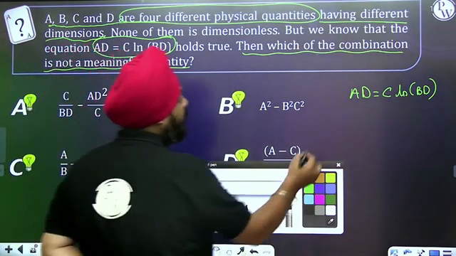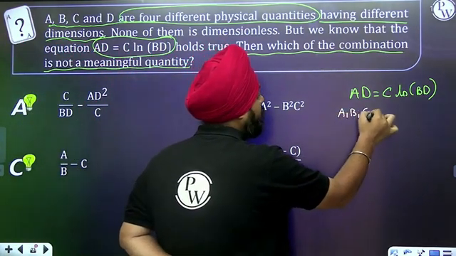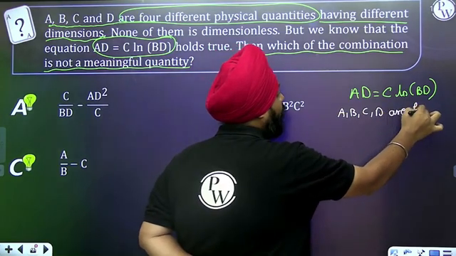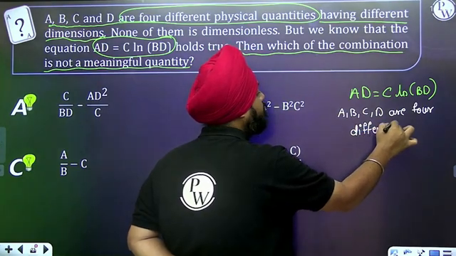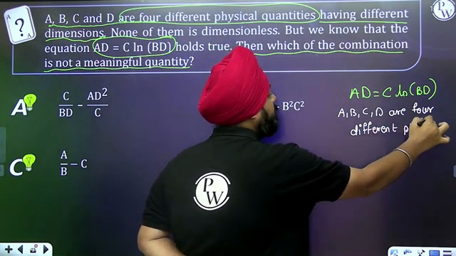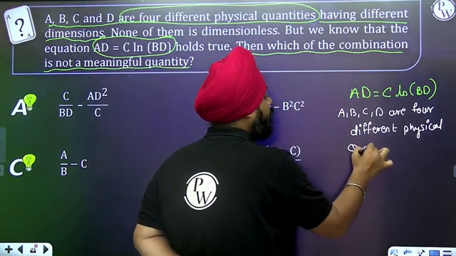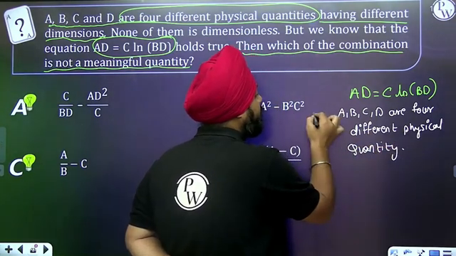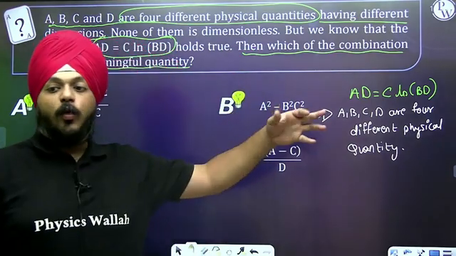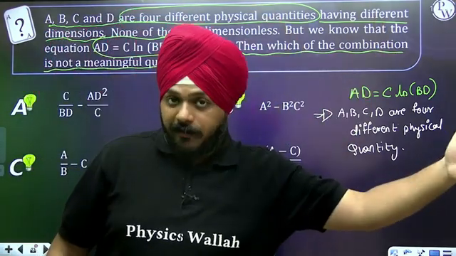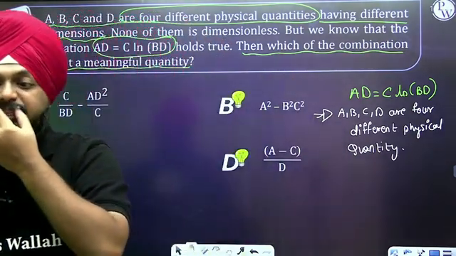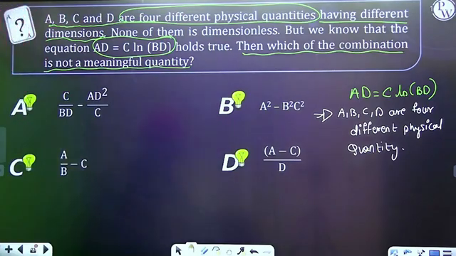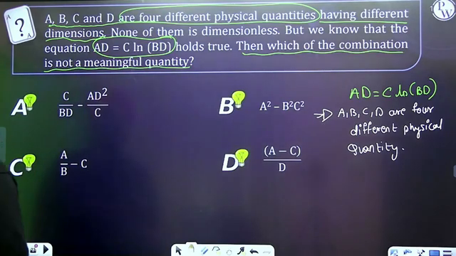A, B, C, D are 4 different physical quantities, none of them is dimensionless. Four different physical quantities means they have different dimensional formulas. None of them has the same dimensional formula. Then which of the combinations is not meaningful?